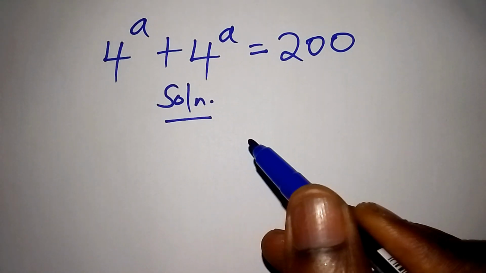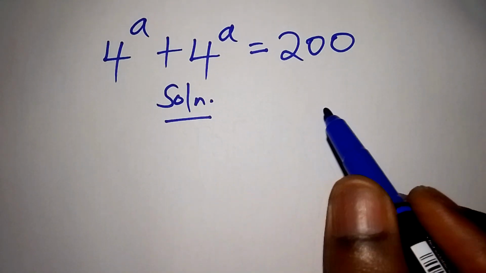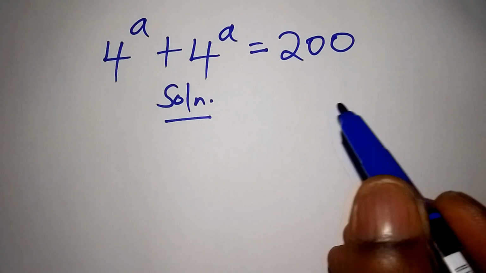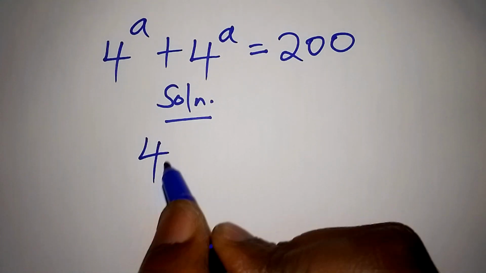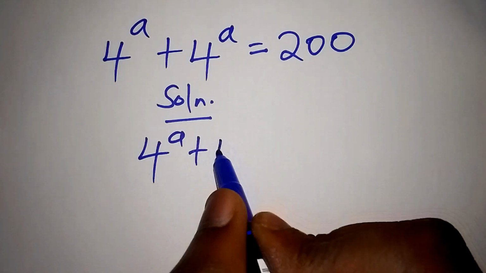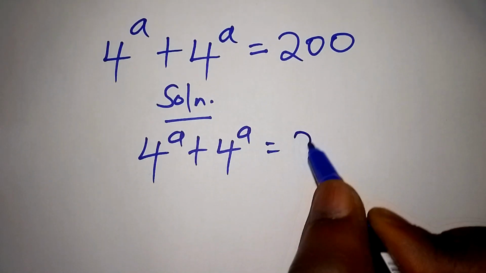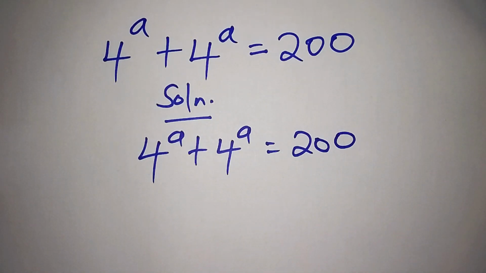Before we start with the solution, you can also pause the video for a few seconds, then work it out, then from there we shall compare our answers. So the question is 4 to the power of a plus 4 to the power of a is equal to 200. So let's now compare our answers with the ones that you've got.